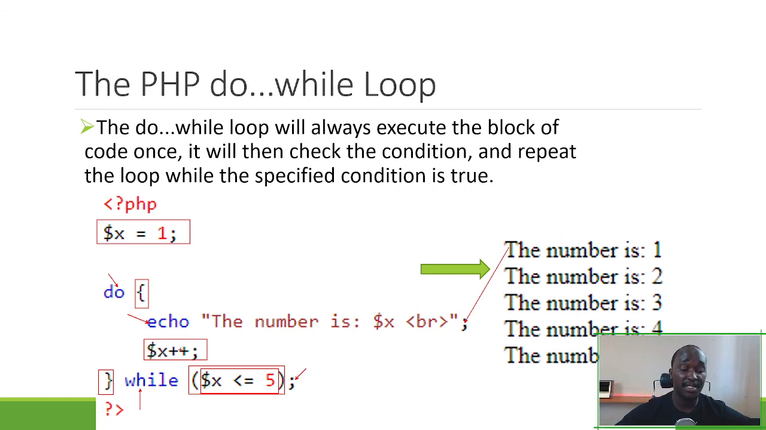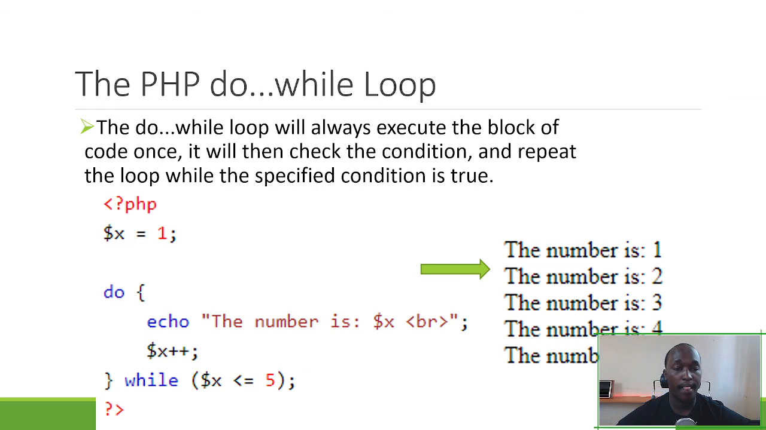Then it's going to update X. Then it's going to check the condition. Is 2 less than or equal to 5? True. Then it's going to do again. So that's how this is going to be printed. And that one, and lastly that one, because the condition is less than or equal to 5. So that's how we do the do while loop.